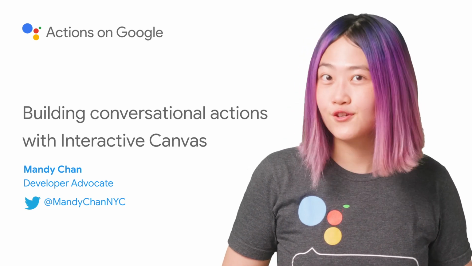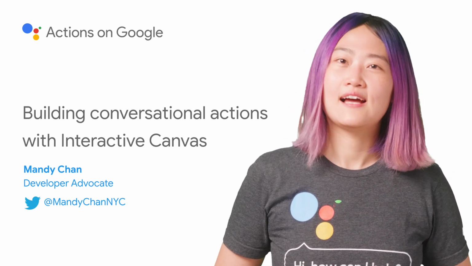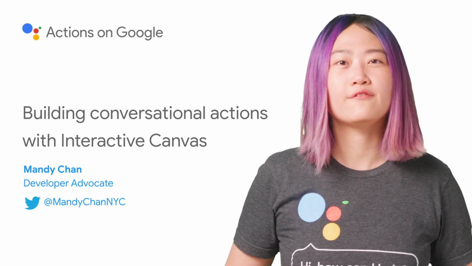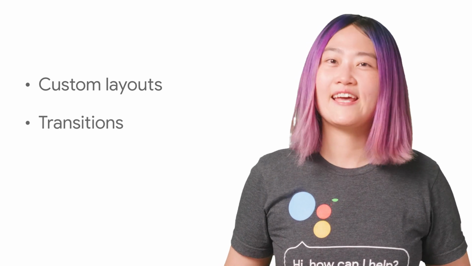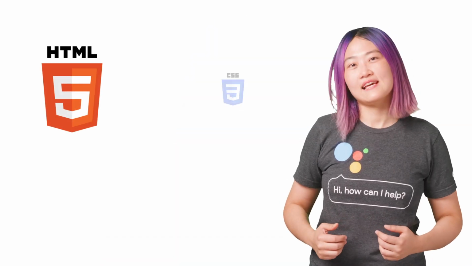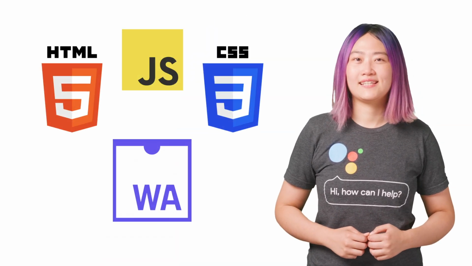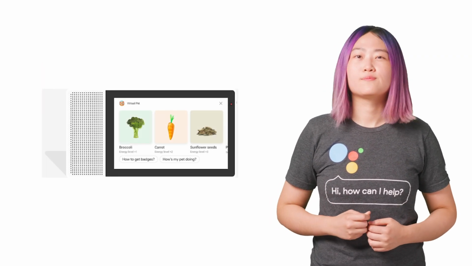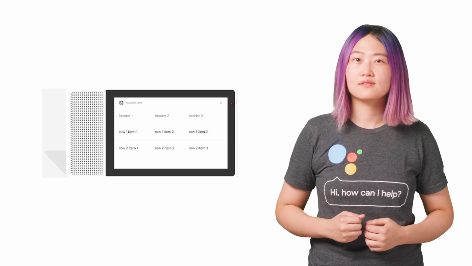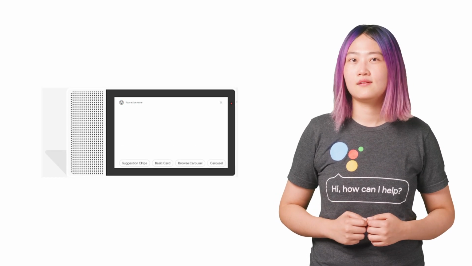I'm here to introduce you to Interactive Canvas, a new API that allows you to create full-screen experiences full of custom layouts, transitions, and animations for any Google Assistant Smart Display and Android device. And the best part? This is all done using web technologies that you're already familiar with, like HTML, CSS, JavaScript, and WebAssembly.